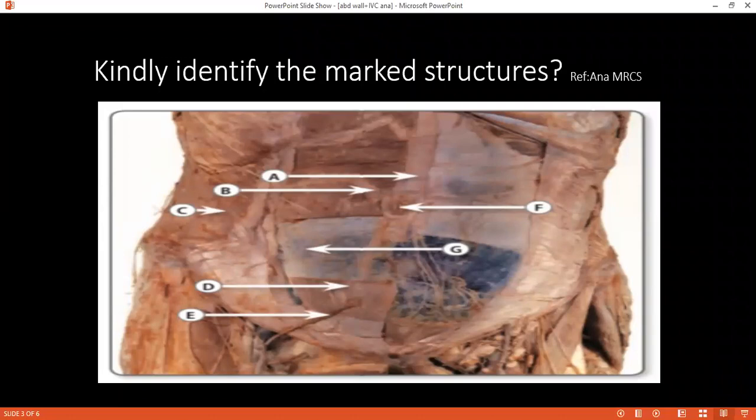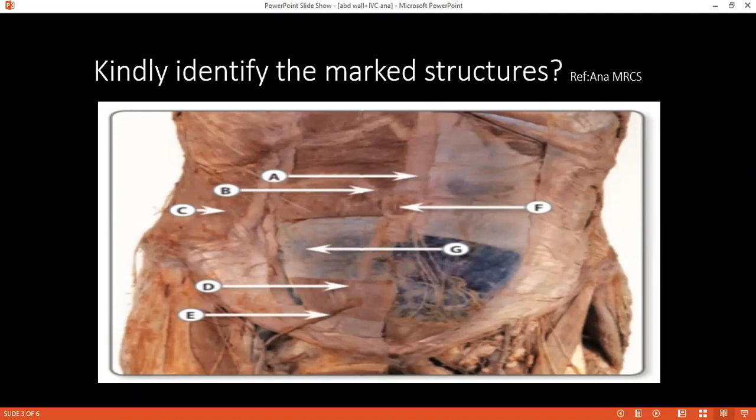Ma'am, structure A is the linea alba. It is an aponeurotic band of the abdominal muscles in the midline. It extends from the xiphisternum to the pubic symphysis. B is the rectus abdominis muscle.